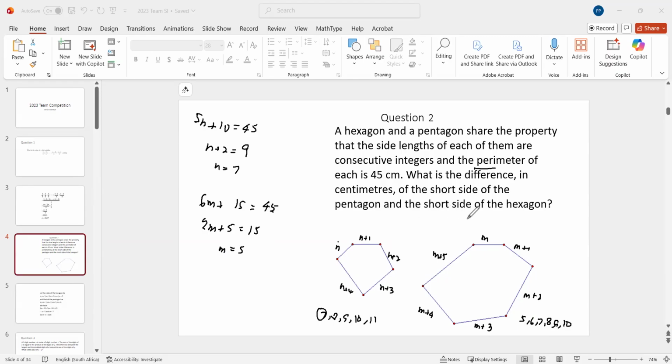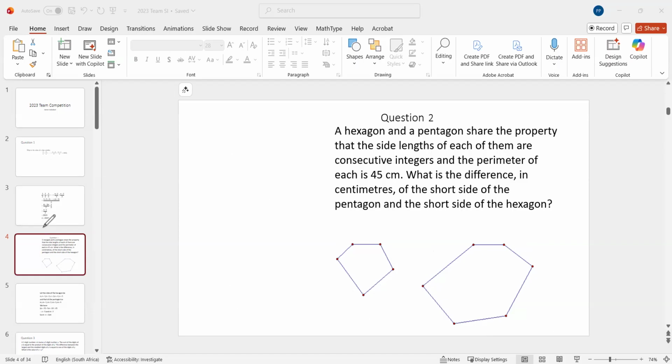And the short side of the pentagon is 7, and of the hexagon, the short side is 5. So the question is, what is the difference between these two short sides? It has to be 7 minus 5, which is equal to 2. Okay, so that is the solution to question 2.